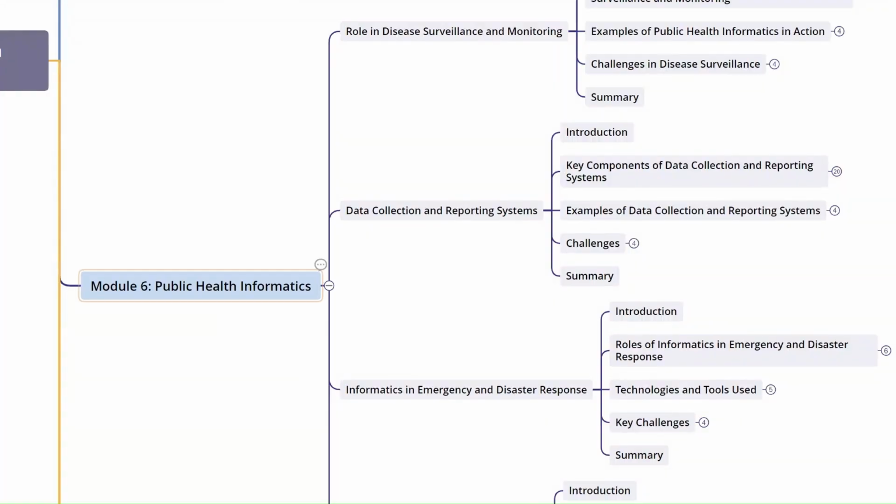Next, Module 6, Public Health Informatics. As the digital transformation of medicine accelerates, the importance of harnessing information technology to promote health at community, national, and global levels has become evident. A vital component of this discipline is public health informatics, a specialized area focusing on the application of information technology to improve population health.